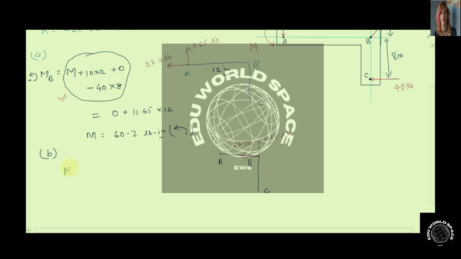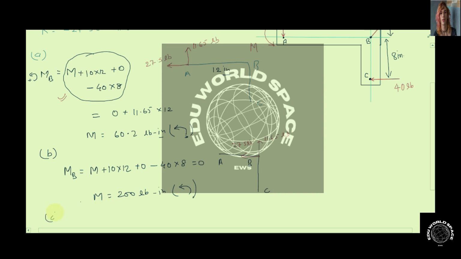So we can say that the moment about point B in the actual system was M plus 10 multiplied by 12 plus 0 minus 40 multiplied by 8, and this must equal 0. If we solve this, M comes out to be 200 pound-inch. Again, the value is positive. It means that the anti-clockwise direction that we had assumed here was true. This is the moment value in the second case.